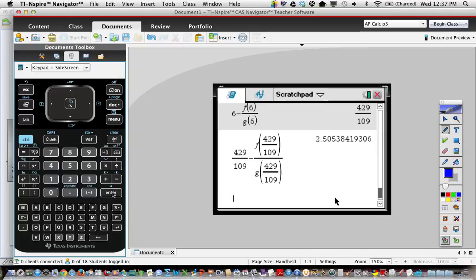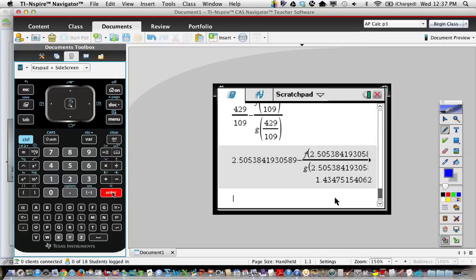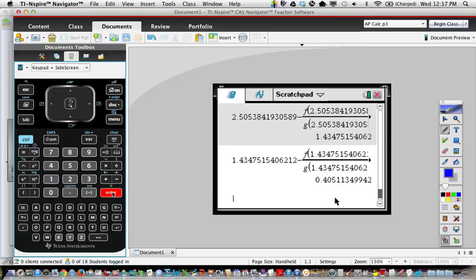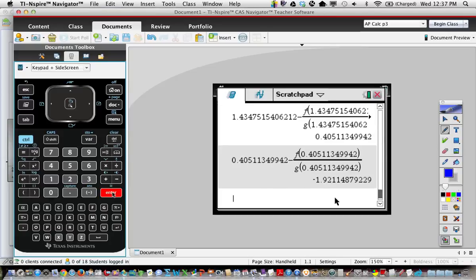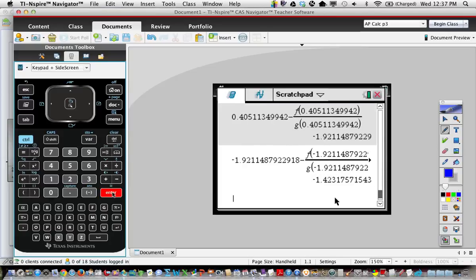Let me get a decimal. Enter, and I get 2.5. And then I hit enter. I get 1.4, and then 0.405, and then -1.9, -1.4, -1.23, and eventually here it comes, and then we eventually get back to that root.